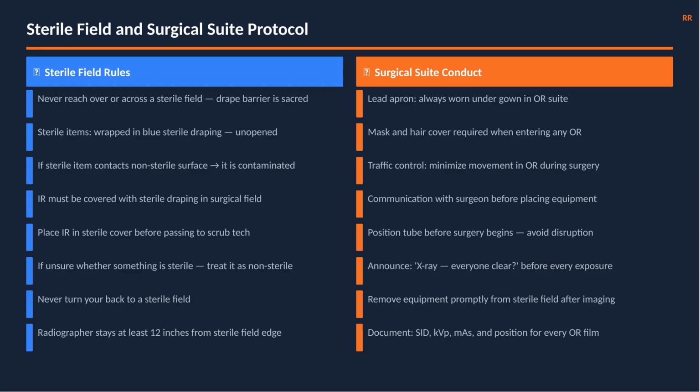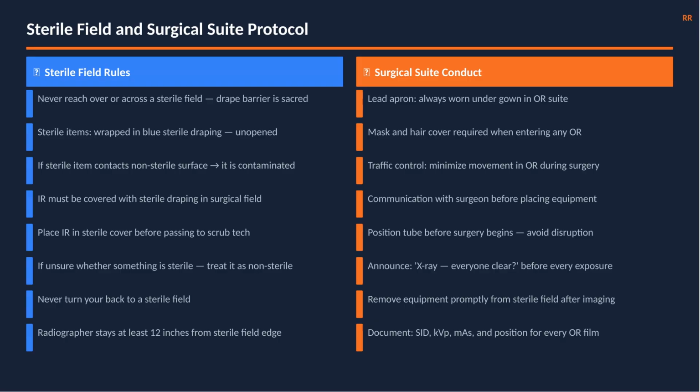The image receptor must be covered with a sterile draping bag before entering the surgical field. The scrub technician handles placing the sterile covered IR in the operative field. Pass the bag to the scrub tech and let them open it. Never reach over the field. Never turn your back to a sterile field. Maintain at least 12 inches of distance from a sterile field edge.